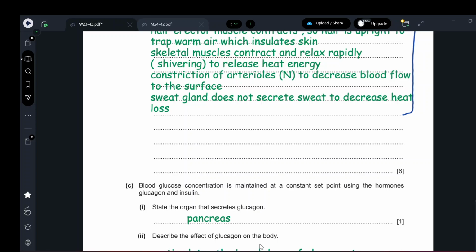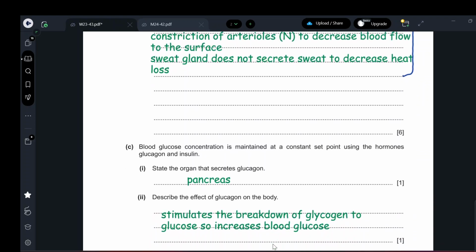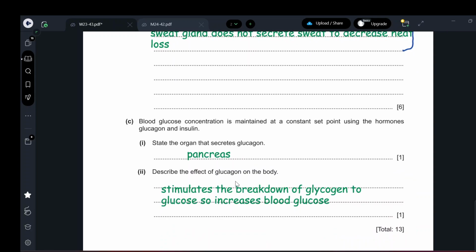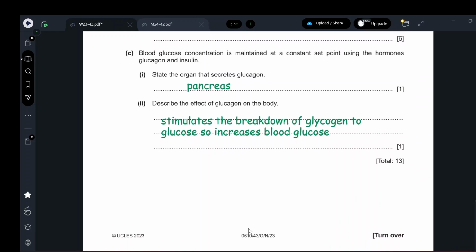Describe the effects of glucagon on the body. Effects of glucagon. What does the glucagon do? Glucagon stimulates the breakdown of glycogen to glucose, so it increases blood glucose.